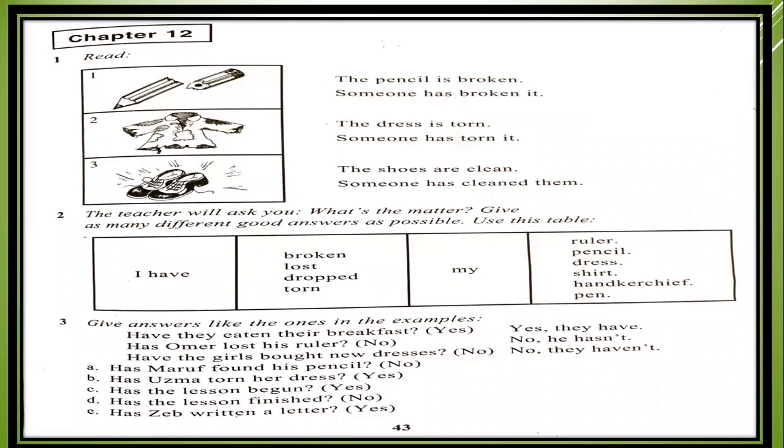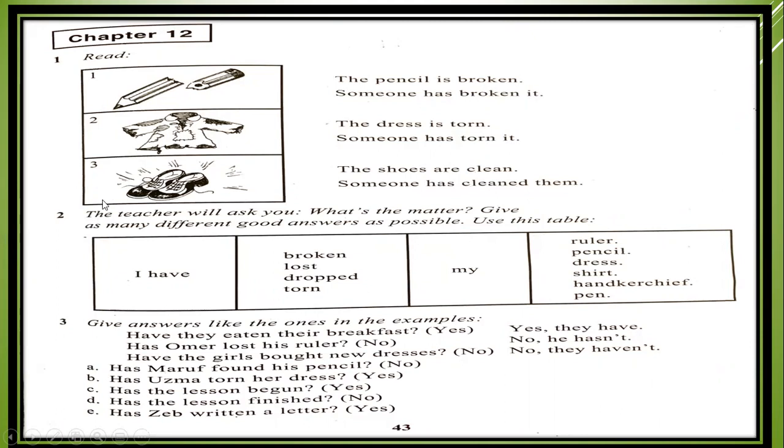These are the perfect tenses. Do you know the tenses: present, past, and future? Then we have present simple, present continuous, present perfect. So this is perfect tense, in which you see has and have in any sentence. These are called perfect tense. I will tell you again. Just read number 2. The dress is torn. Someone has torn it. The shoes are clean. Someone has cleaned them.